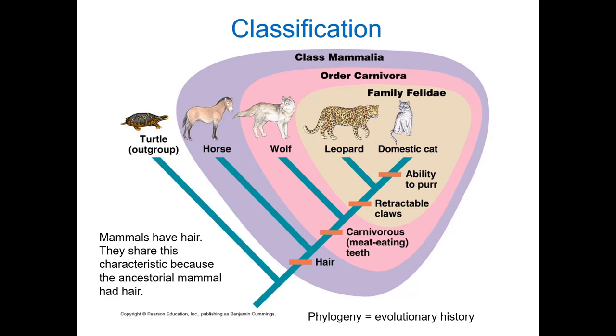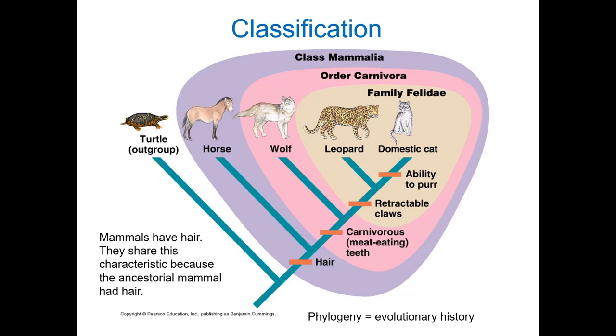These critters are all defined by the fact that they have carnivorous or meat-eating teeth. So they have canines, and they have molars that are very sharp and pointy and act like scissors to cut off shards of meat. The horse, of course, doesn't have that, so the horse is excluded from that order.